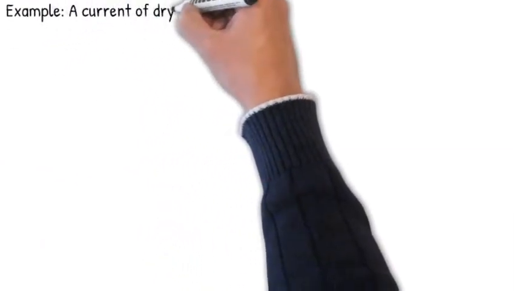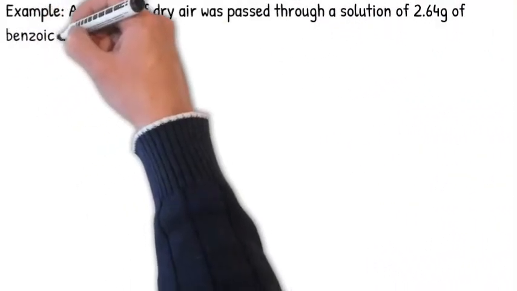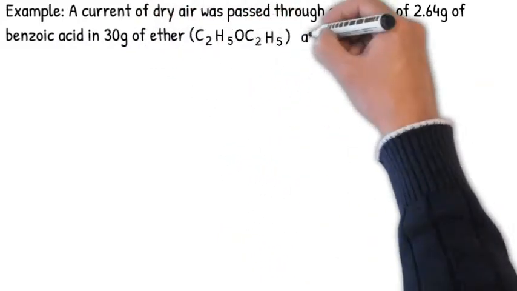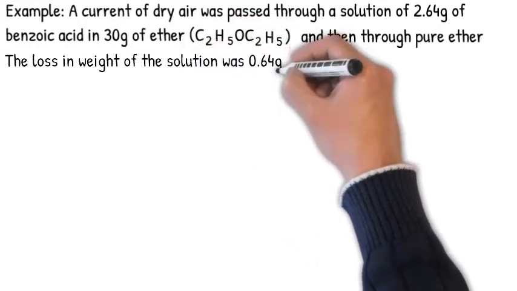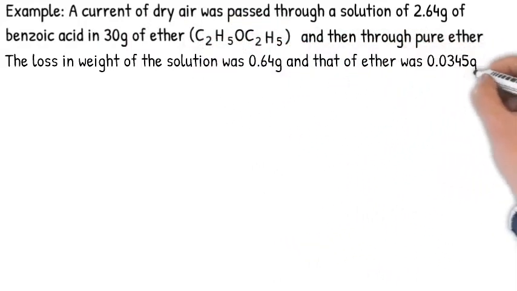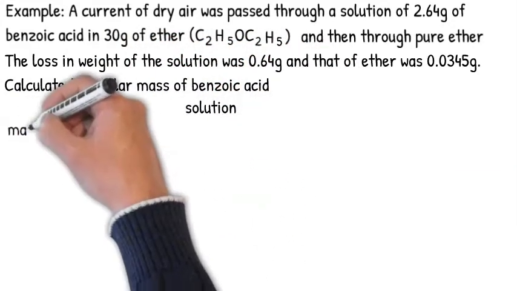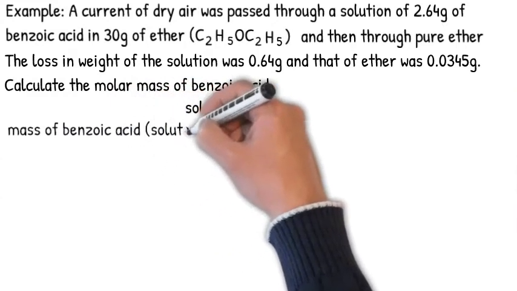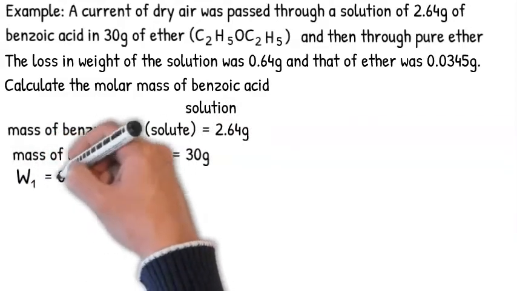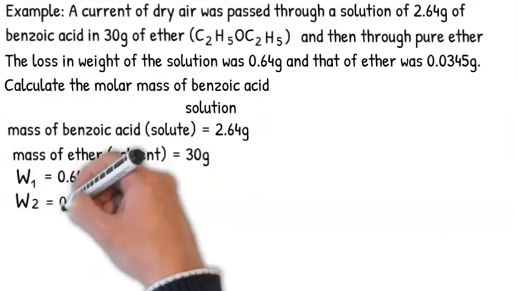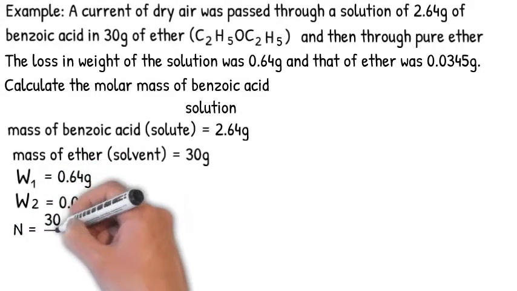Example: a current of dry air passes through a solution of 2.64 gram of benzoic acid in 30 gram of ether, and then through pure ether. The loss in weight of solution was 0.64 gram and that of ether was 0.0345 gram. Calculate the molar mass of benzoic acid. Mass of benzoic acid solute equals 2.64 gram. Mass of ether solvent equals 30 gram. W1 equals 0.64 gram, W2 equals 0.0345 gram, N equals 30 divided by 74 equals 0.41 moles.